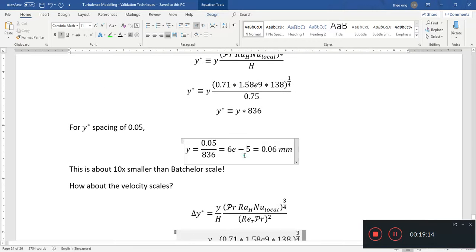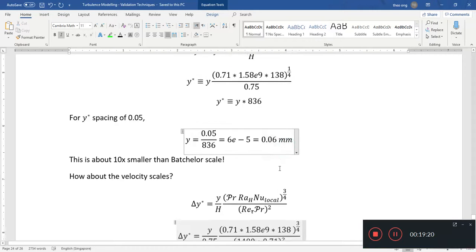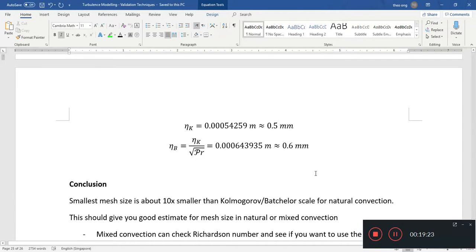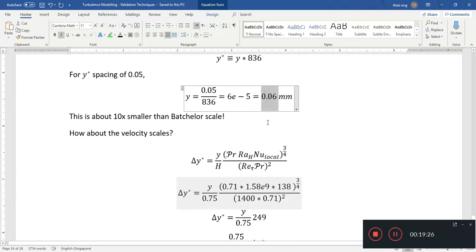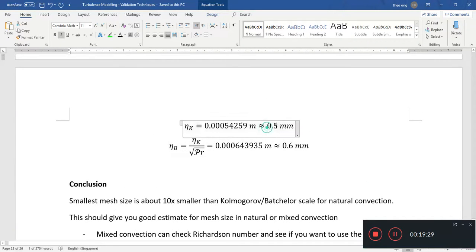So it seems that this 0.06 mm is actually the velocity scale or the length scale you need. If you notice, this 0.06 mm is basically just 1 over 10, 1 order of magnitude lower than this eta k, which is the Kolmogorov scale. So for fairly low Reynolds numbers or Grashof numbers, where you just enter a low level of turbulence, you just take this Kolmogorov scale and you divide by 10, and that will be your smallest mesh size. It's a very easy rule of thumb there.